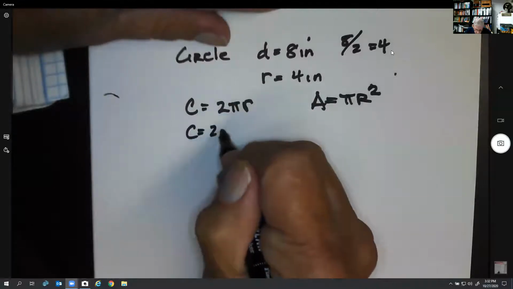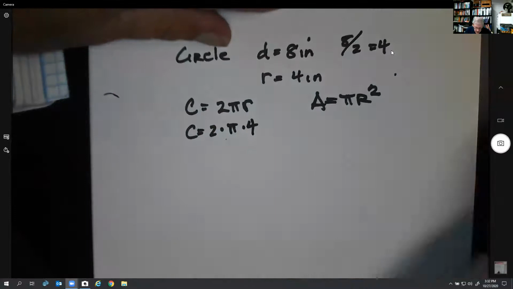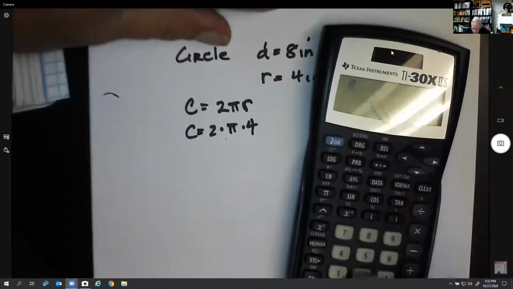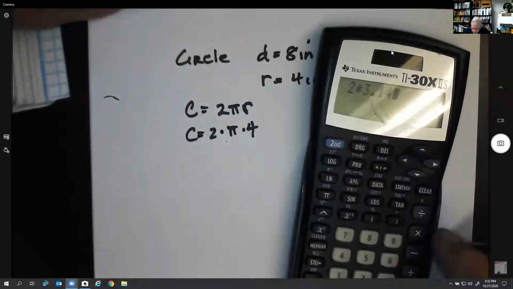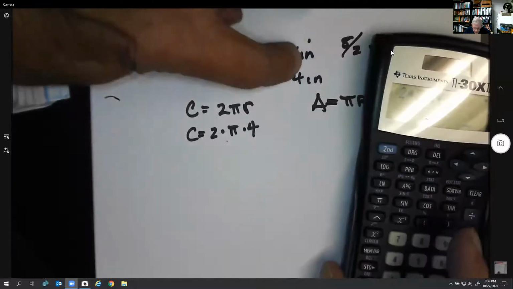Circumference is 2 times pi times 4. Let's put it into our calculator. 2 times pi, 3.14. And if they ask you to use a value further out, we could do that. Then times 4. We're using the radius.